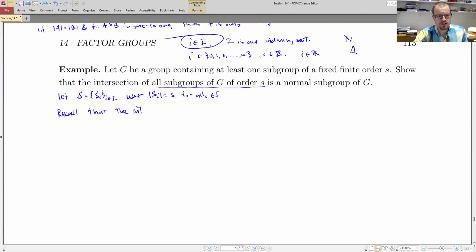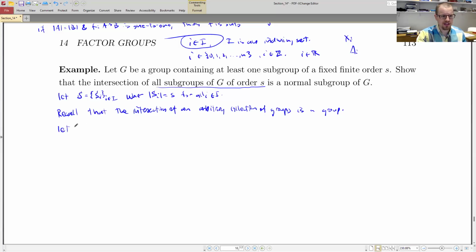And I want to recall that the intersection of an arbitrary collection of groups is a group. Good. That's good to know. I need to know that the intersection of all groups of order S is a normal subgroup. I'm first verifying mentally through recollection that when I take that intersection, I do indeed get another group.